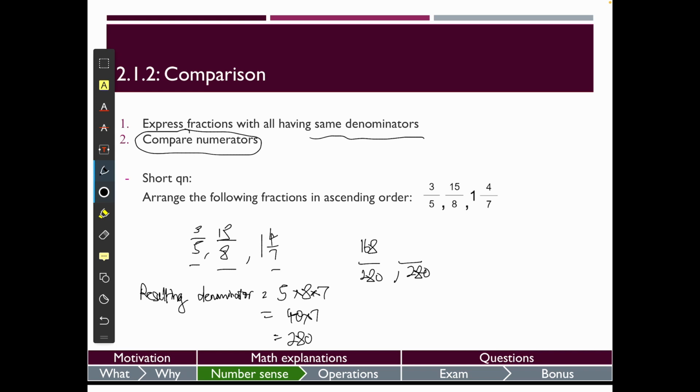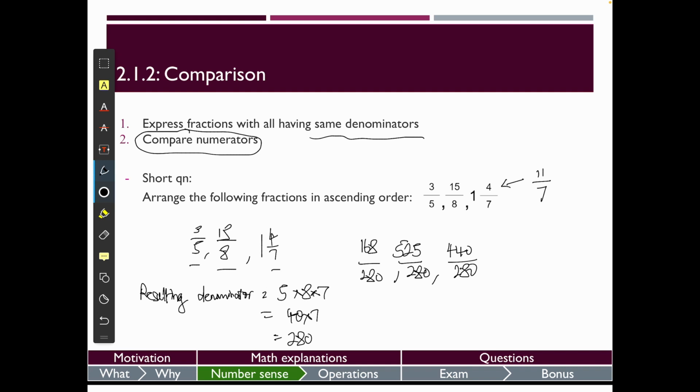This one, 8 times 5 times 7, 35. 35 times 15. What's 35 times 15? 525. And 1 4 over 7, this is 11 over 7. 11 times 40, 440. It's correct, right? Yeah, it should be correct.